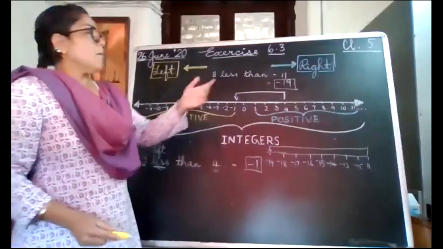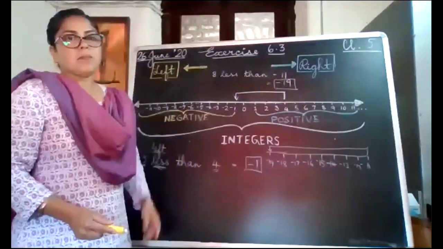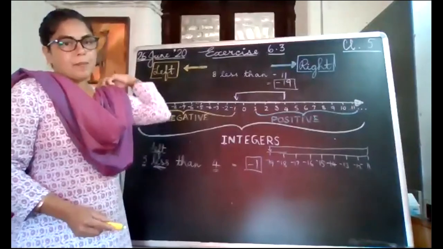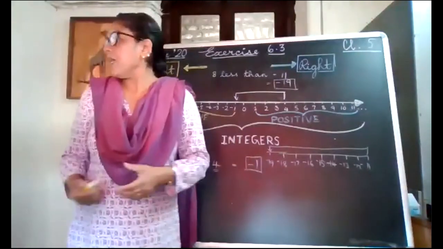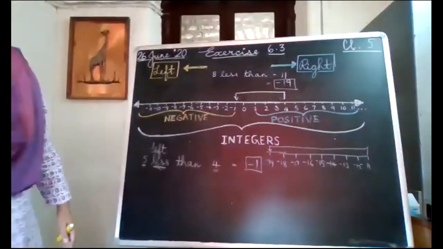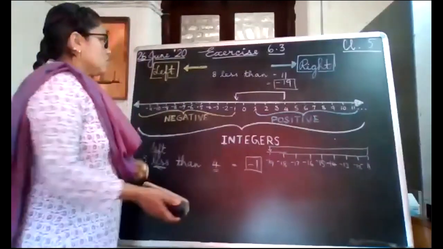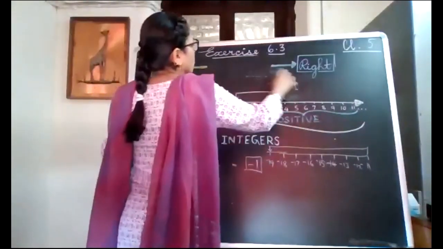Now look at this. -19 is less than -11. But we are so used to remembering that 19 is a bigger number than 11, isn't it? Therefore, it doesn't look right. Negative numbers that look big are actually small. So don't go by the looks.